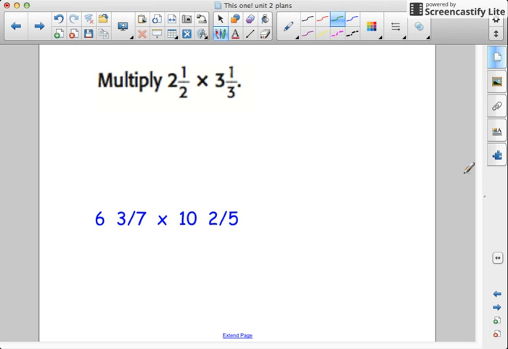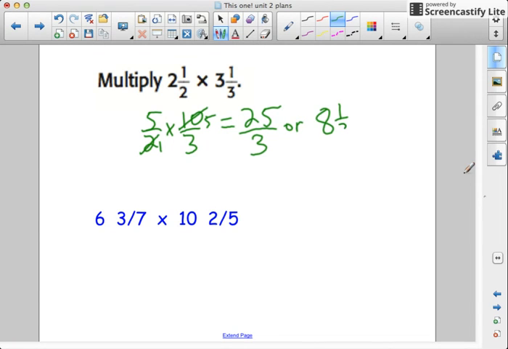So if I change these to improper fractions, it would be 5 over 2 times 10 over 3. I can cancel. 2 goes into both 2 and 10, so divide this by 2, I get 1. Divide this by 2, I get 5. So 5 times 5 is 25, over 1 times 3 is 3, or 8 1/3.